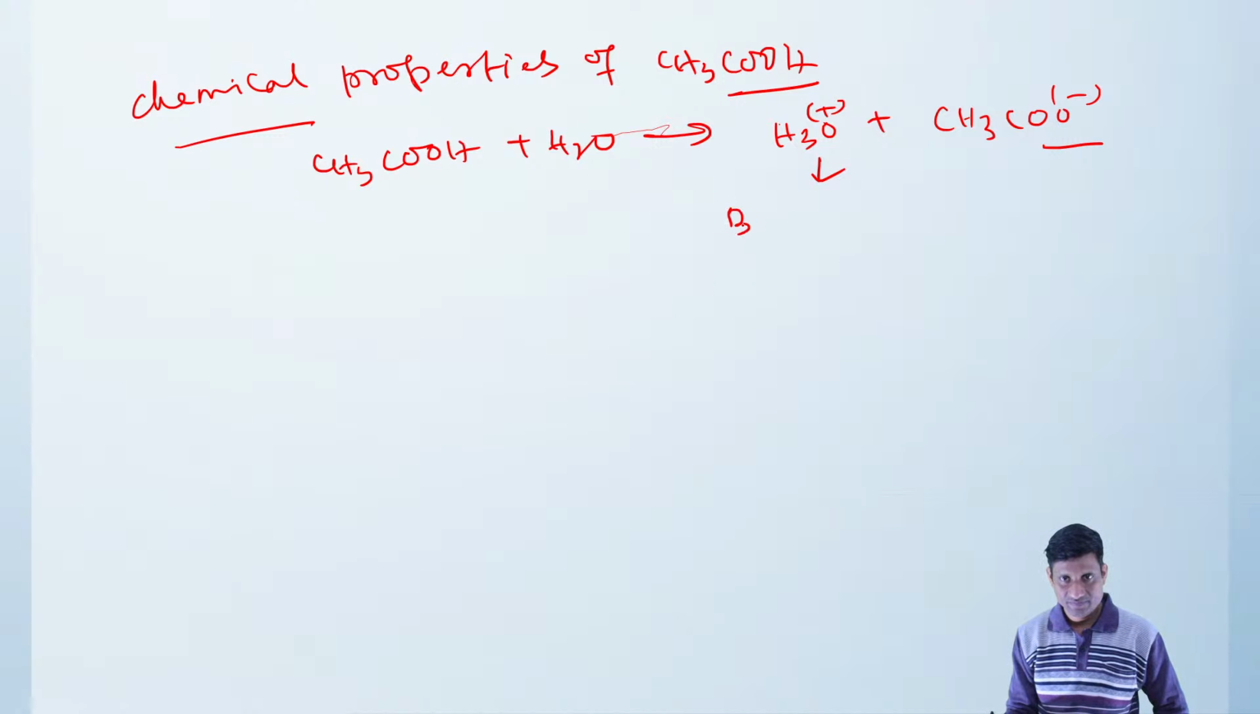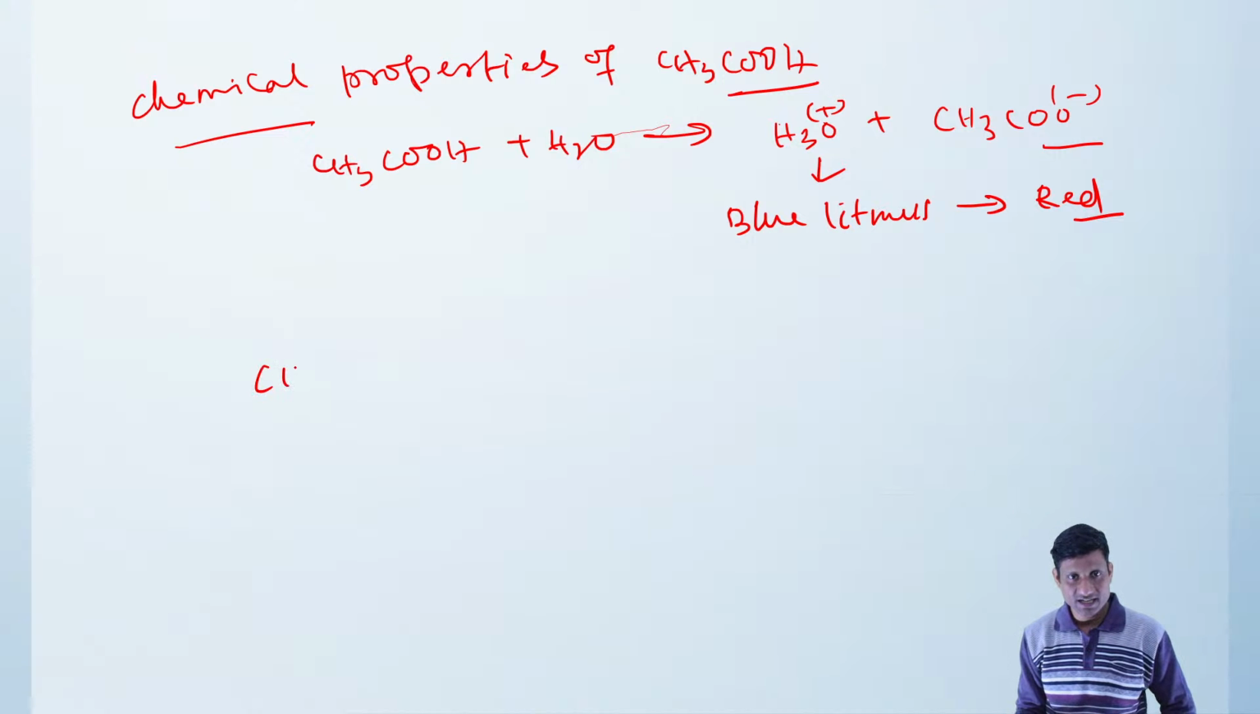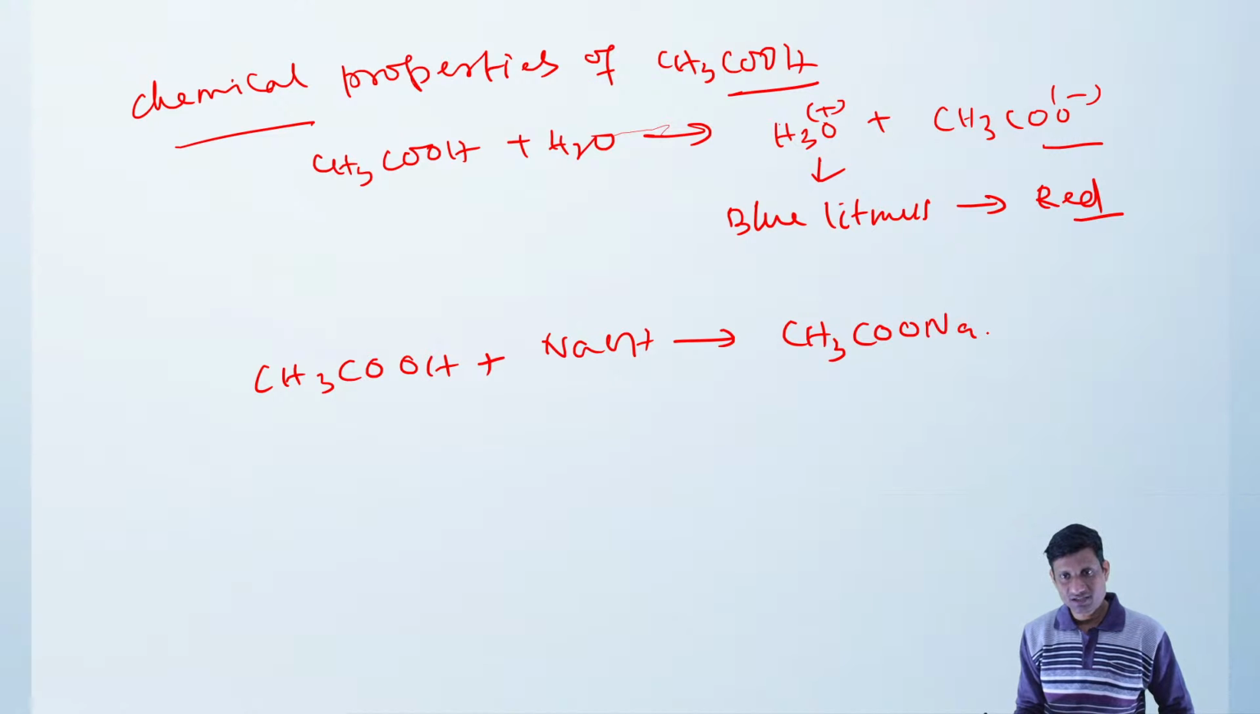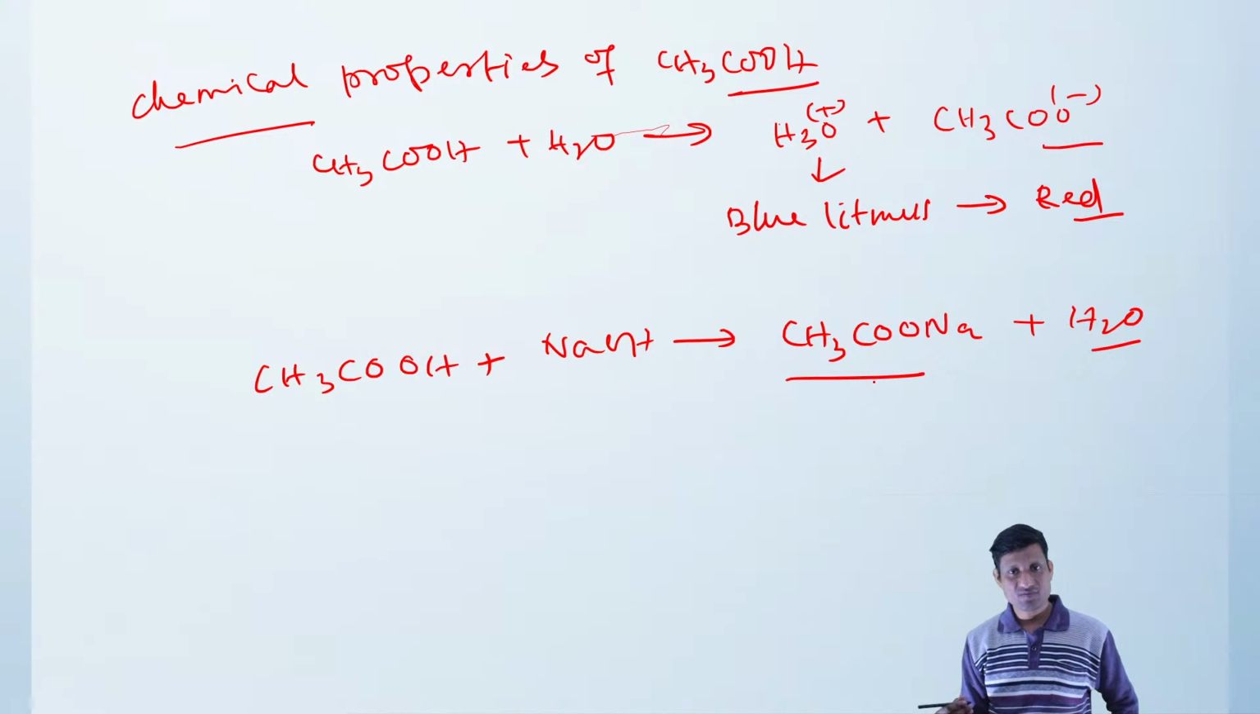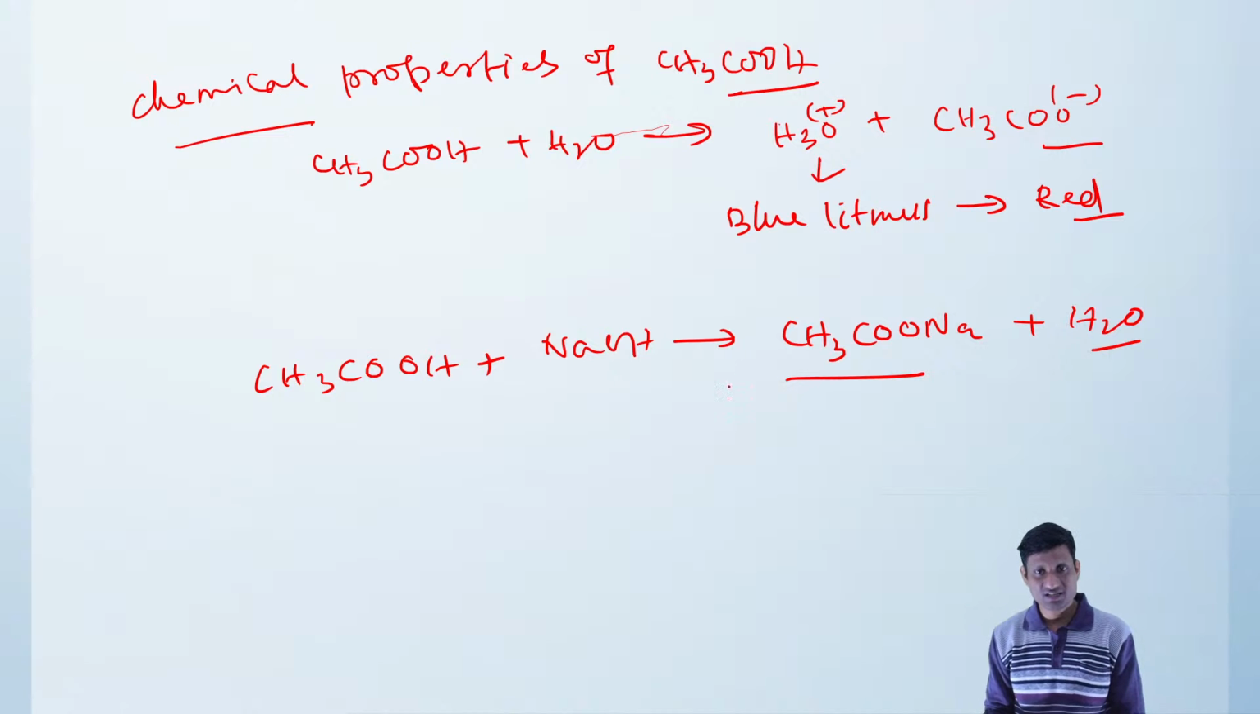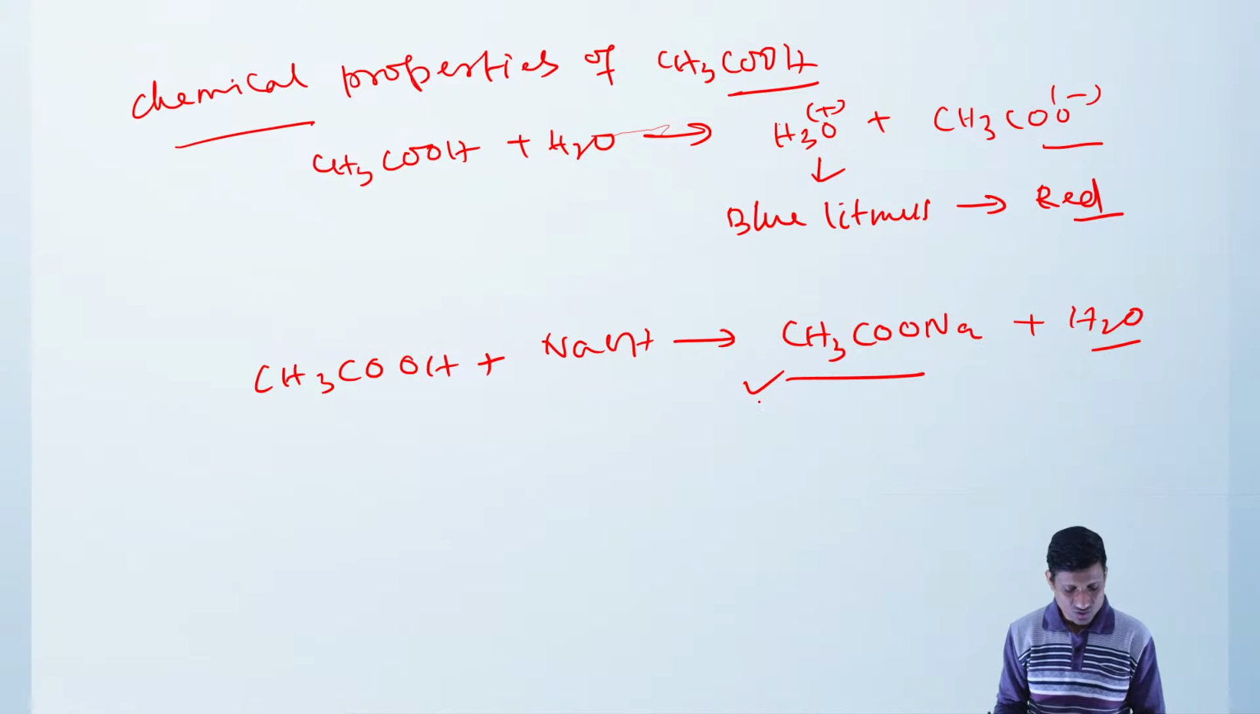Blue litmus turns red. Okay, and since it is an acid, it reacts with an alkali and produces salt. Acid reacts with an alkali like NaOH to produce the salt, sodium acetate, and water. Sodium acetate is a very important ingredient for our drug molecules. In many drug molecules we use sodium acetate. This is why it has great importance.